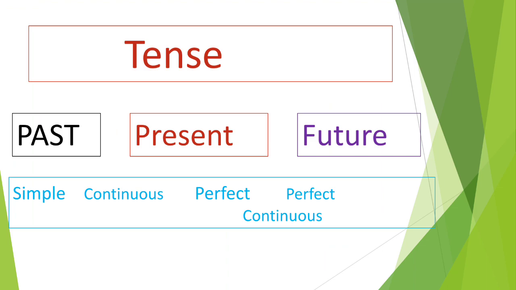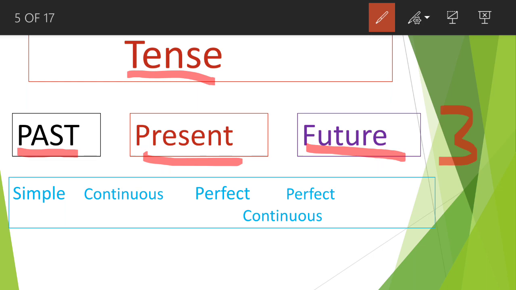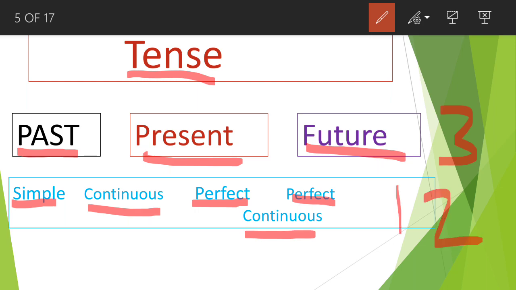Each tense has four types with the same names: simple, continuous, perfect and perfect continuous. We can understand it better like this: tense is a grandparent which has three children. Their names are past, present and future. And each child has four children with the same names: simple, continuous, perfect and perfect continuous. So they are 12 siblings.